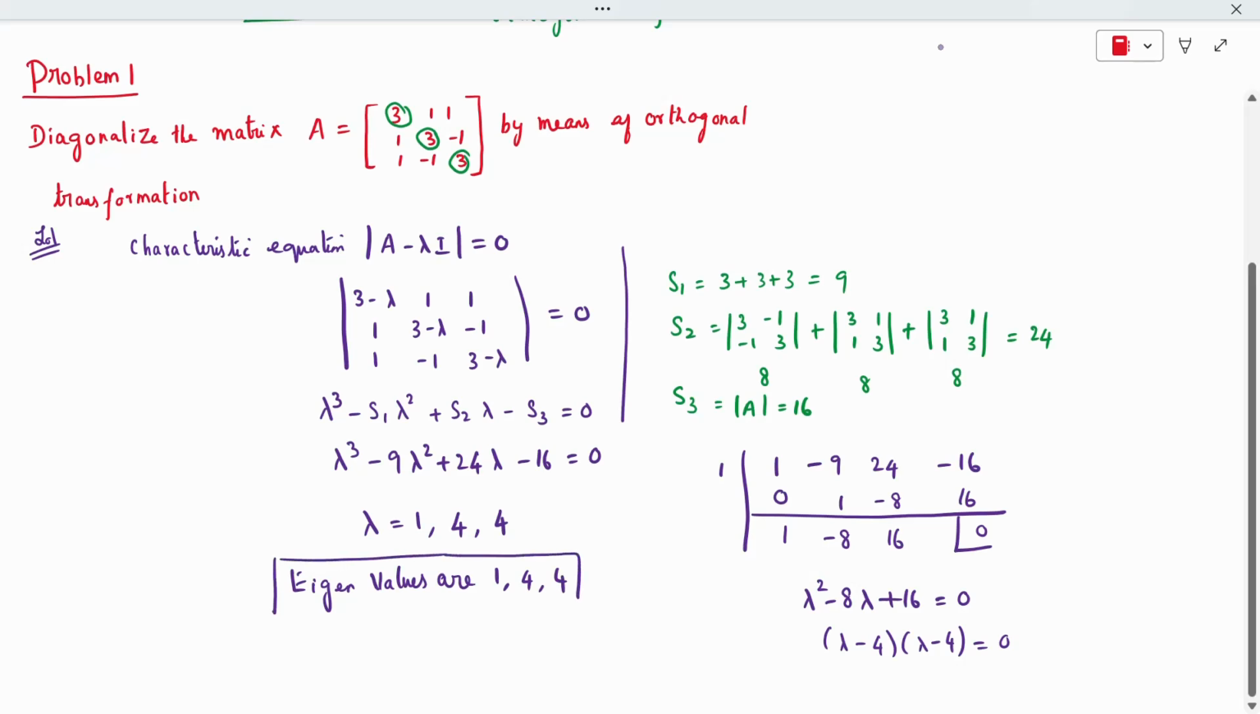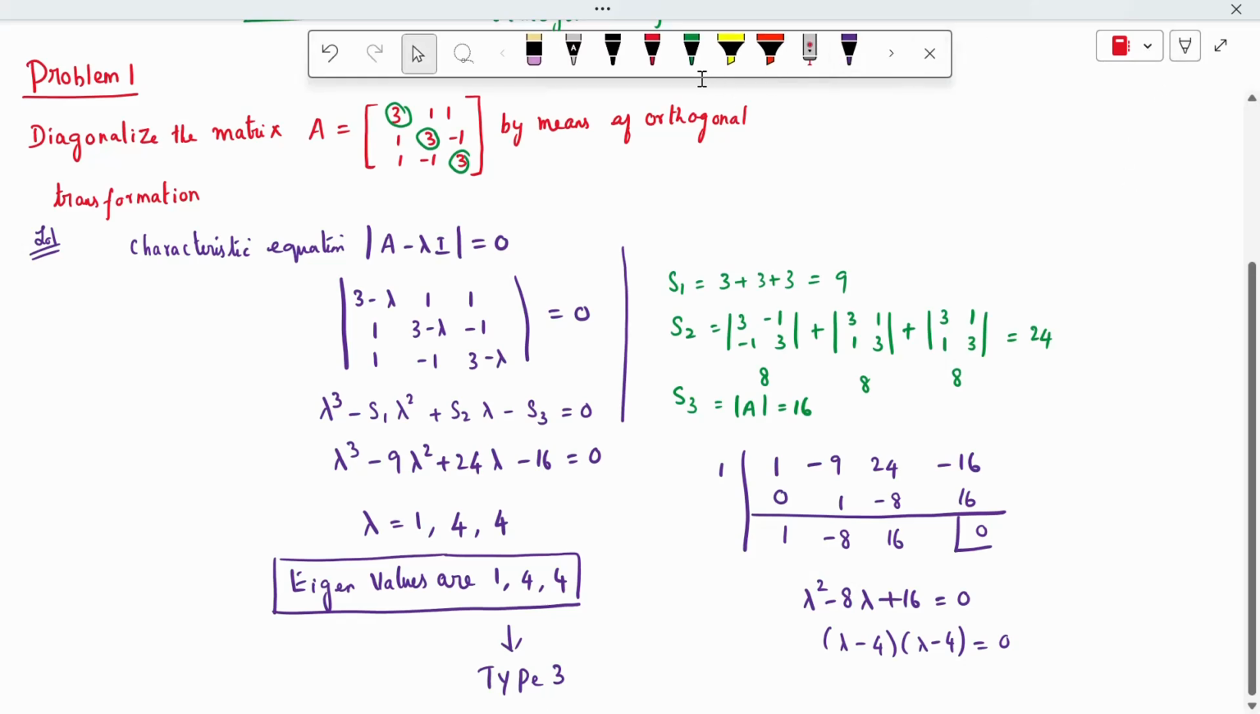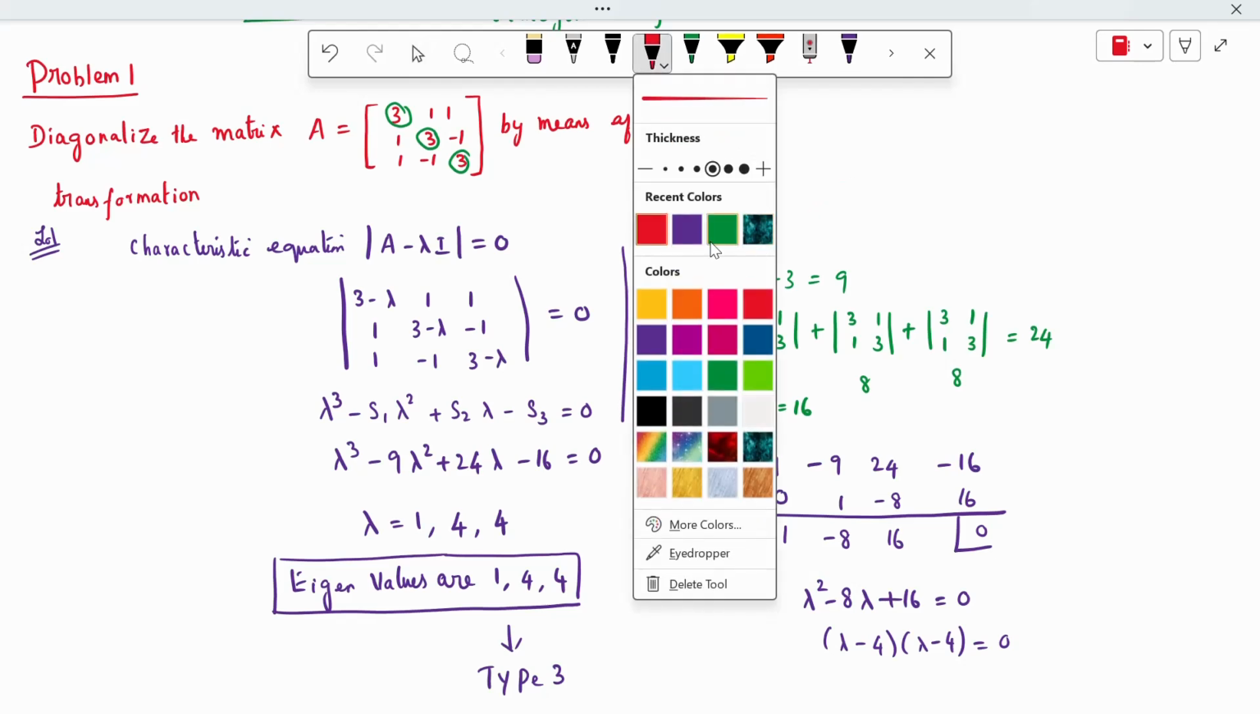Which type is it? Check it. It has a repeated eigenvalue and the matrix is symmetric, so it is under type 3. First you decide which type it is, then only you do that procedure. What is your type 3 procedure? We first have to find the two eigenvectors.